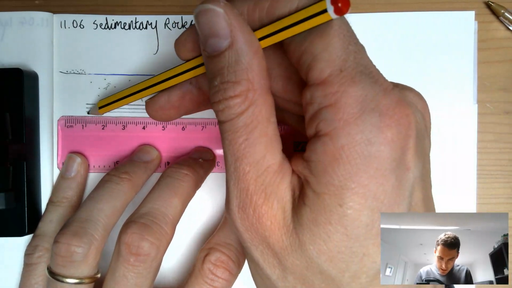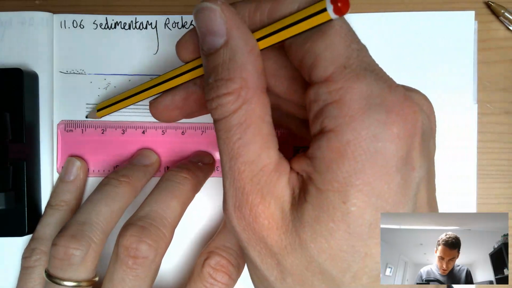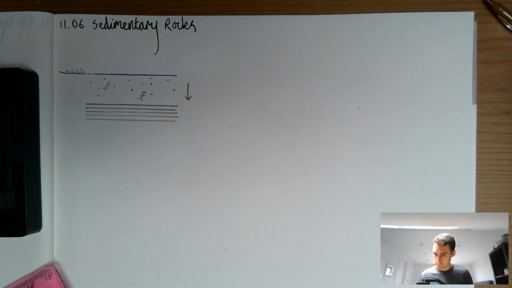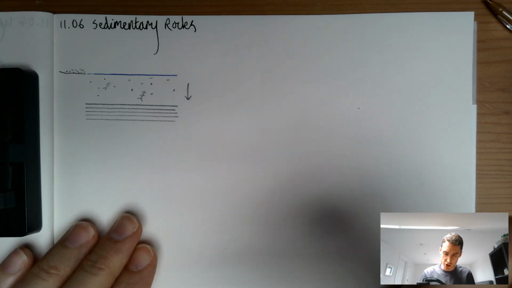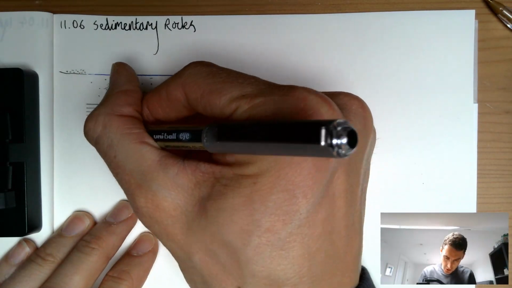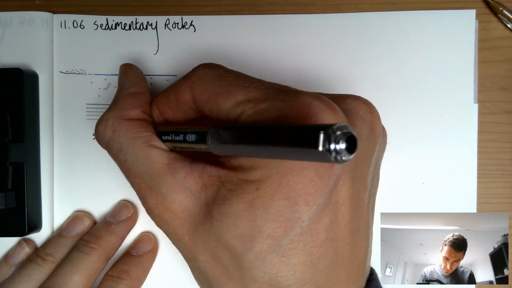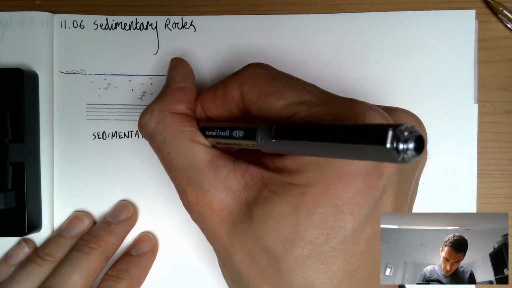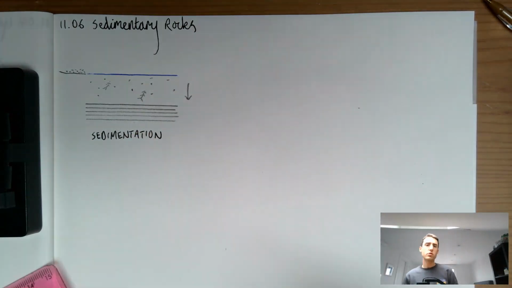So we can say, you can draw these layers in like this, and this is the first stage, this just building up of lots and lots of stuff at the bottom of the ocean, and we call this first stage sedimentation. So you can draw attention to the fact that the building up of layers is called sedimentation. And that's a word that we want them to be able to use.